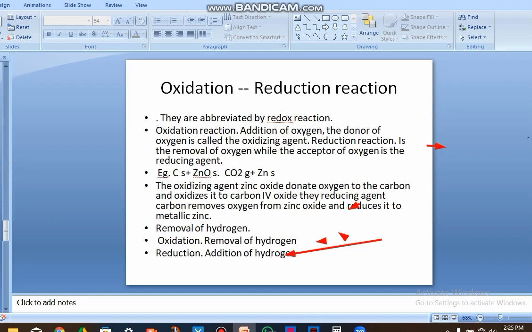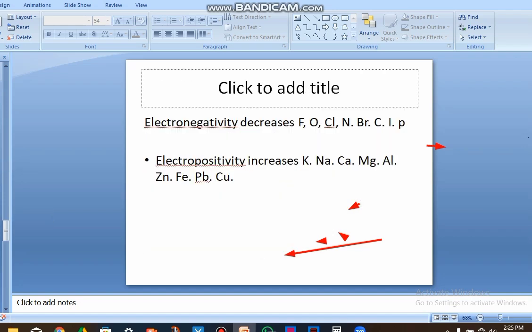Okay, we have passed here. Okay, look at this thing. Electronegativity decreases and electropositivity increases. You can see this question in JAMB. When we come to the periodic table, you will see all these things.